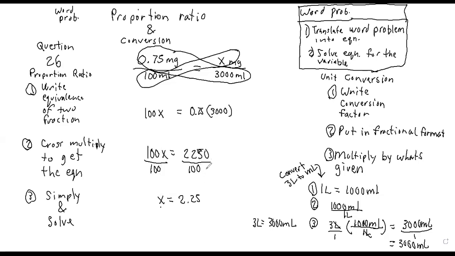So we have x, remember x equals the amount of milligrams in that 3 liters of sodium chloride solution, so milligrams of salt. So we have 2.25 milligrams of sodium chloride in that solution, that 3,000 milliliter solution, right? And that is our answer.